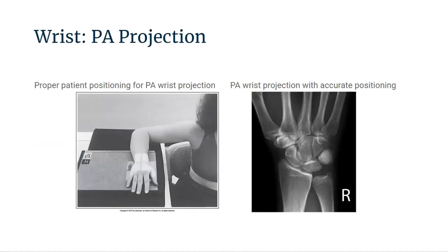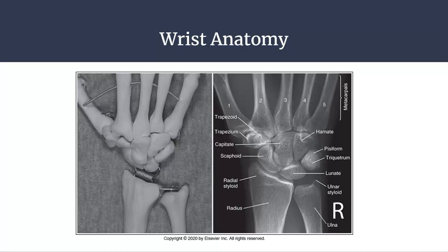Let's start with the PA projection of the wrist. I've provided an image of proper positioning for the PA wrist projection, but we're going to move forward to the labeled image just to help you visualize while we are reviewing the image analysis guidelines.